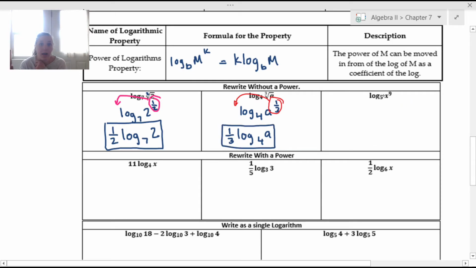This one's pretty straightforward. I hope you try it and pause it and then see what the answer is. I'm just going to move this 9 out front so it becomes 9 log base 5 of x.